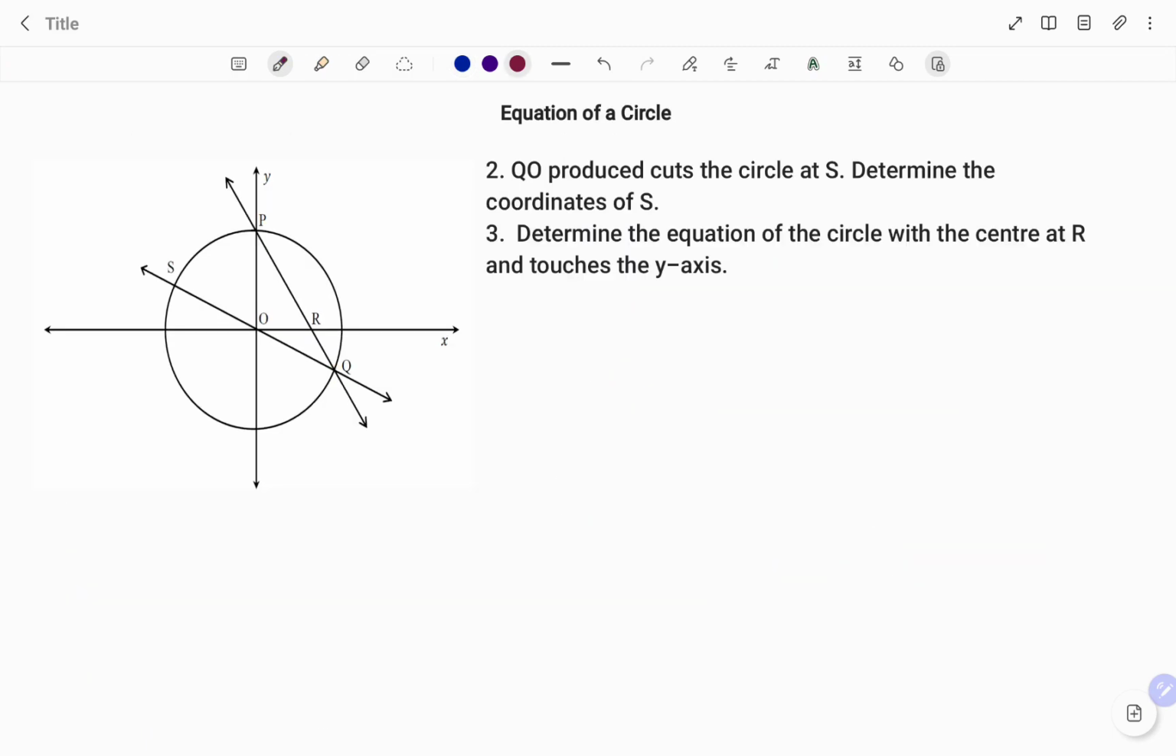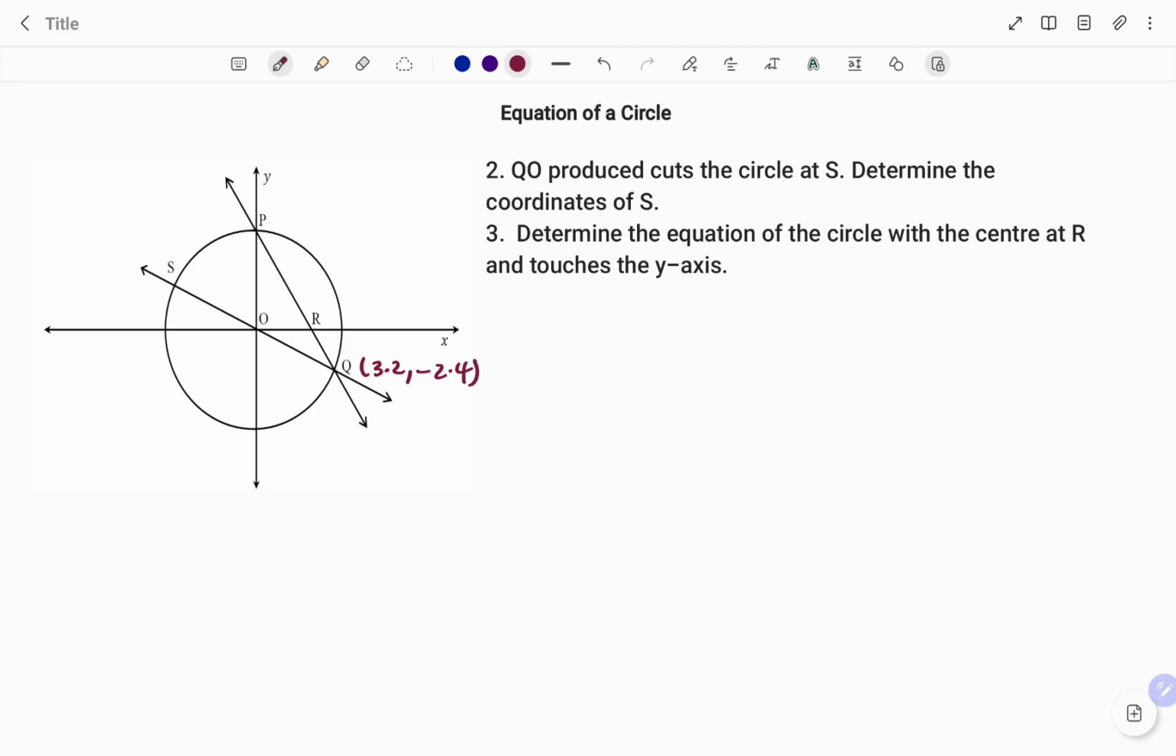The second part of the question says, if QO is produced to cut the circle at S, determine the coordinates of S. From the previous part of the question, we were able to show that for Q, the x coordinate is 3.2 and the y is minus 2.4.